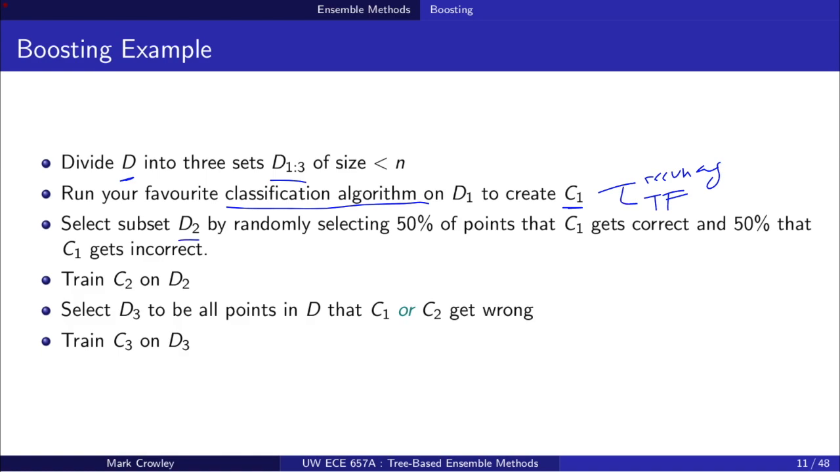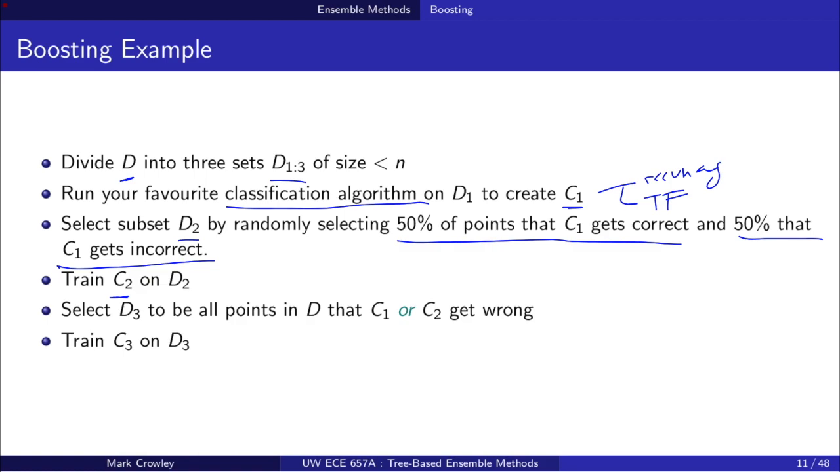And so we train our second model, D2. We take half the points that C1 got correct, right? And half that it got incorrect, right? So it might be that only 10% of its things were incorrect, but we're going to make it so that for the second classifier, half of its data is the ones it got wrong. So it's not only the ones it got wrong, but it's heavily weighted by that. And then we train that classifier on that.